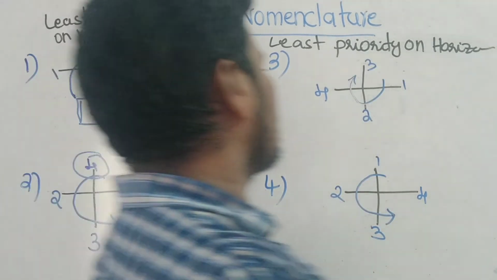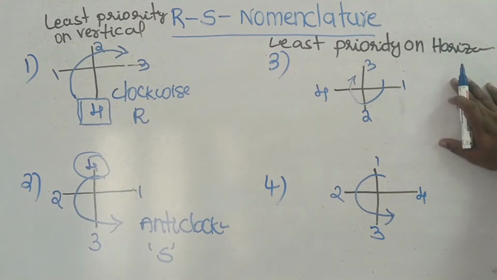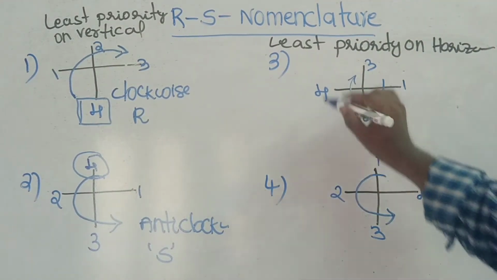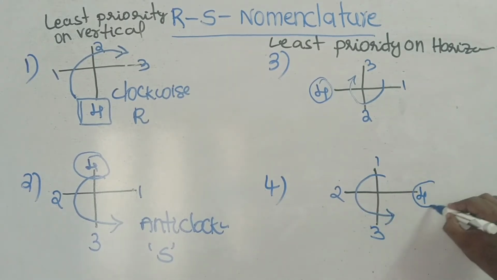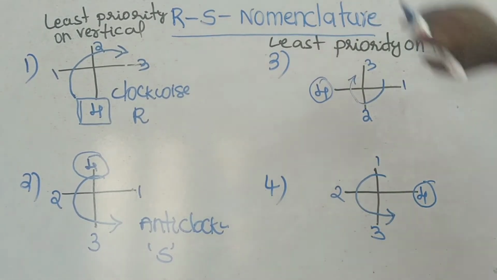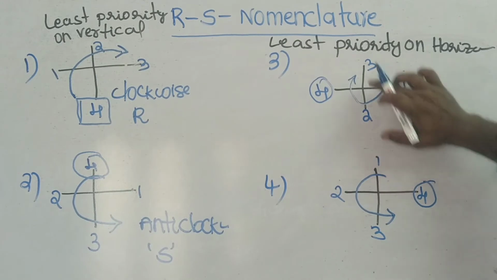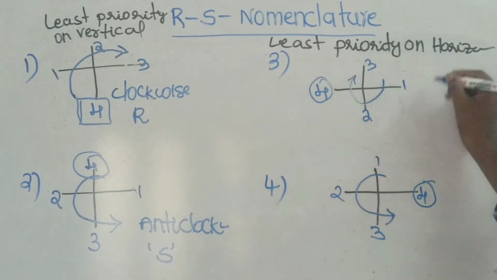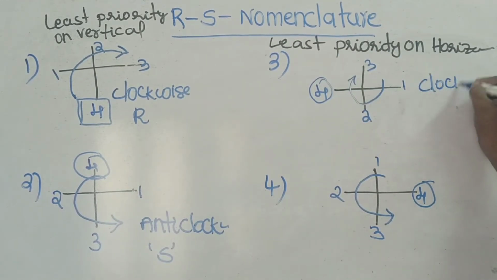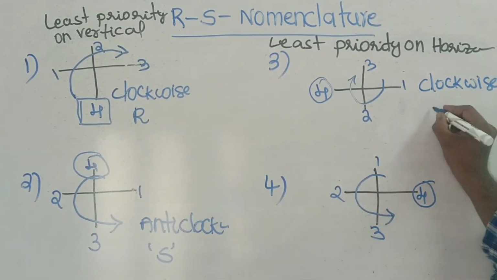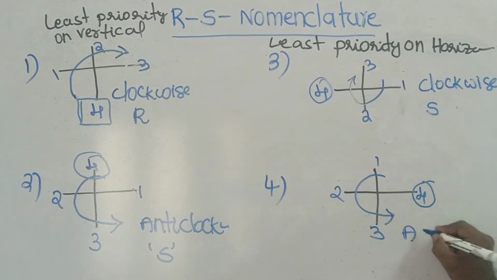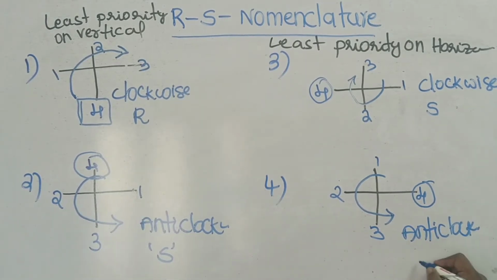Next, the second case: if the least priority group is presented on the horizontal position, whether on the left side or the right side of the horizontal, you have to draw a line between the three priority order groups. If it is clockwise, that is called R; here we have written the opposite, yes, we have to repeat. If it is anti-clockwise, here we have to write the R.